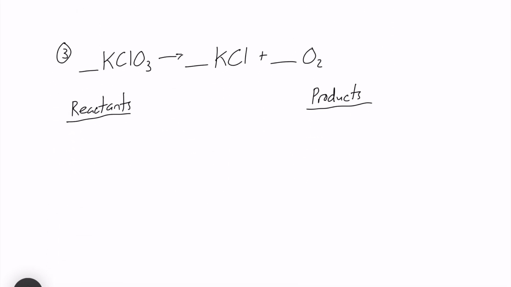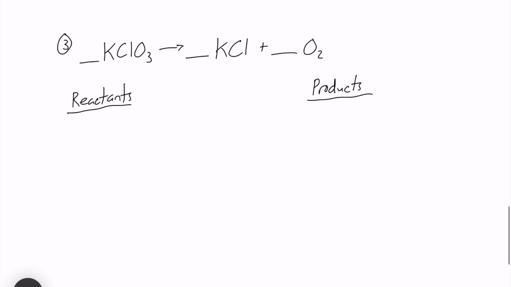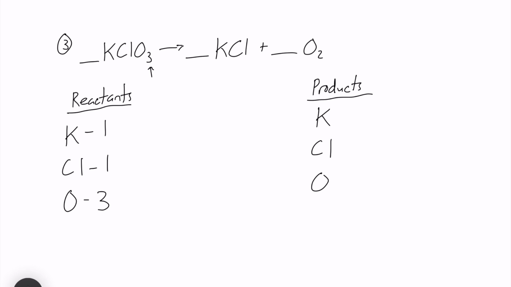We have KClO3 decomposing into potassium chloride and oxygen gas. So let's write out our reactants and our products. So we have potassium, we have chlorine, and we also have oxygen. We should have the exact same elements on our product side, which we do. So without balancing, we just have 1 potassium, 1 chlorine, and 3 oxygen from that subscript right there. On our product side, we have 1 potassium, 1 chlorine, and 2 oxygen from that subscript right there. So let's see if we can get this all balanced up.